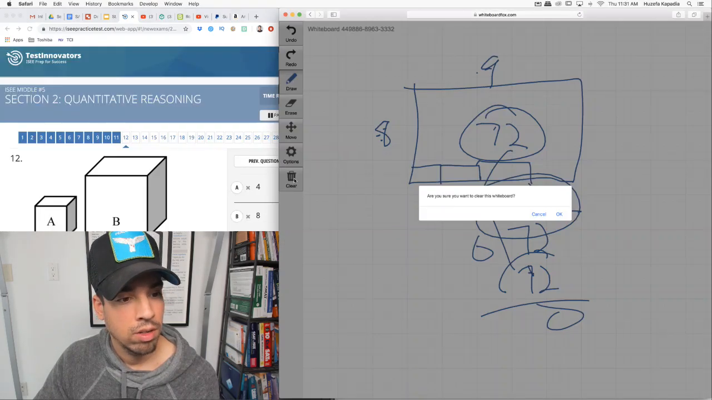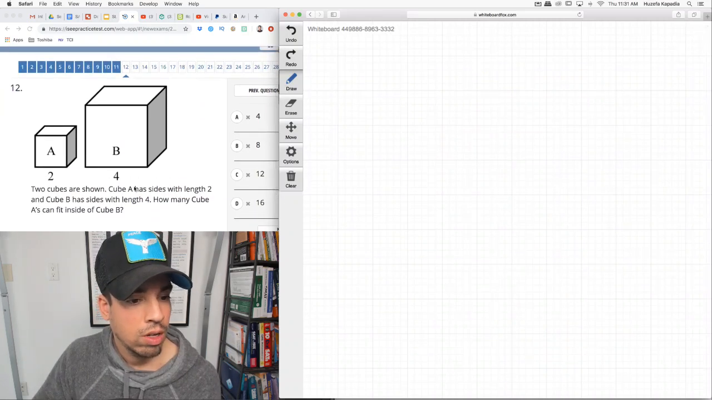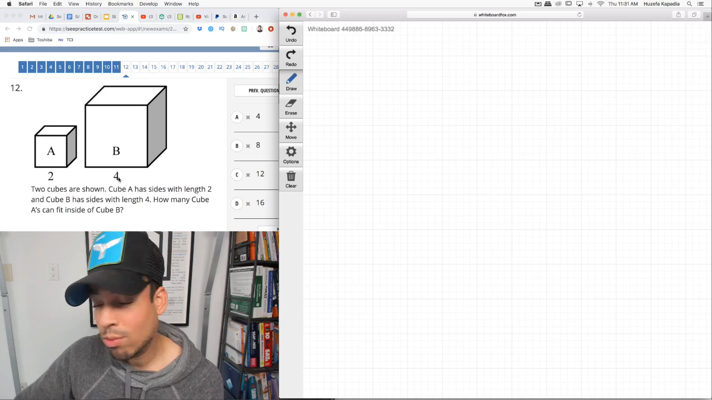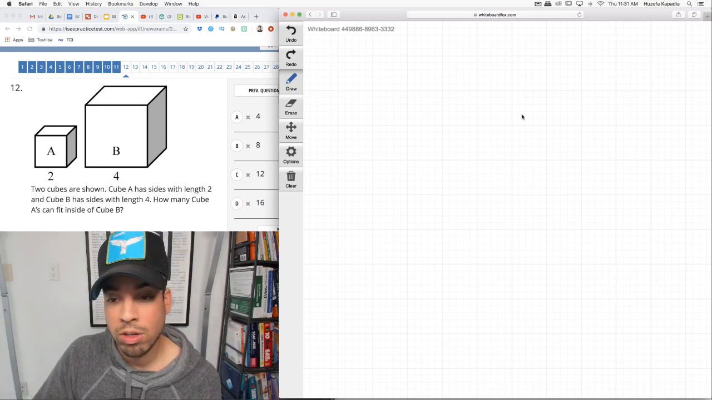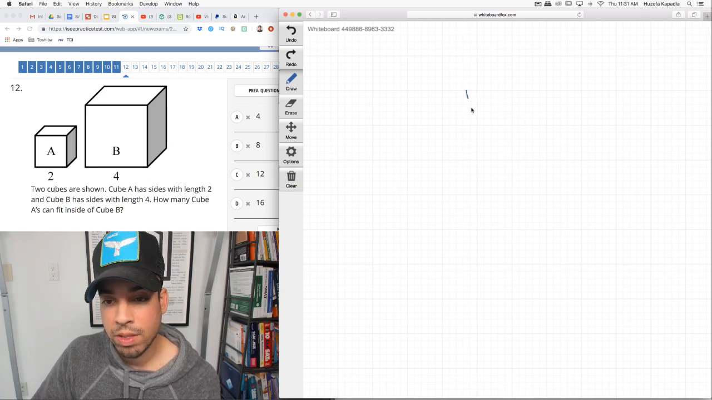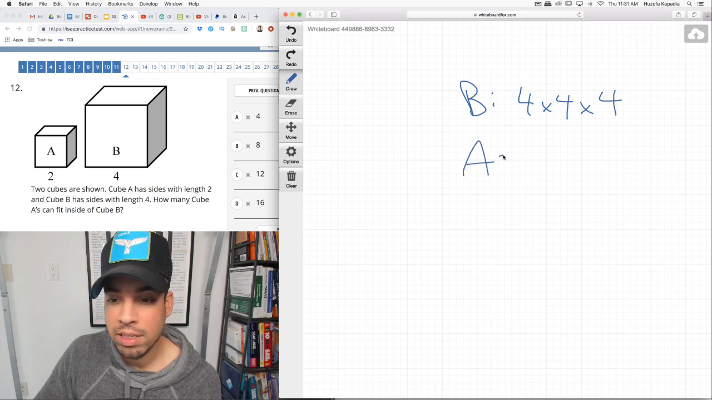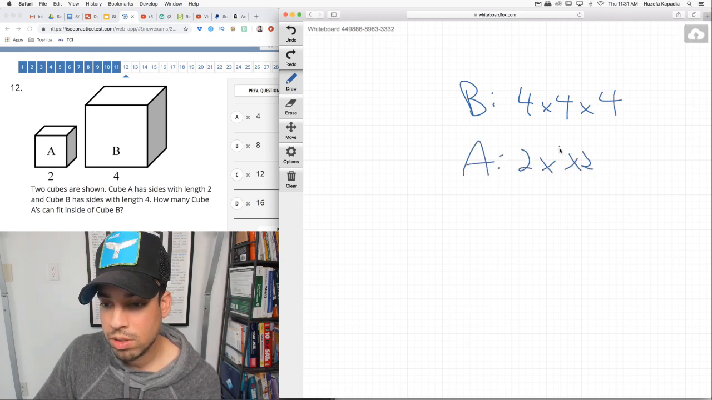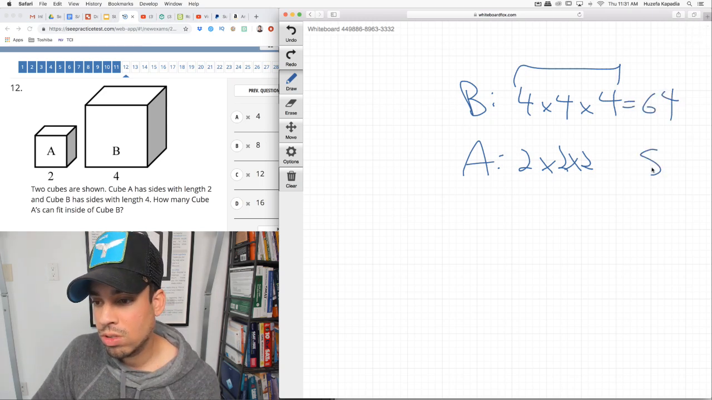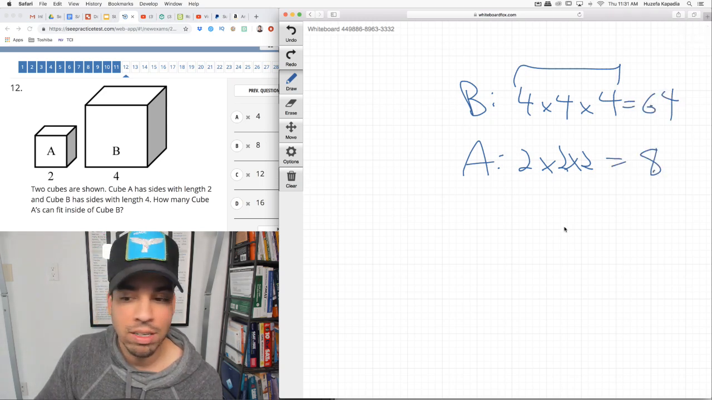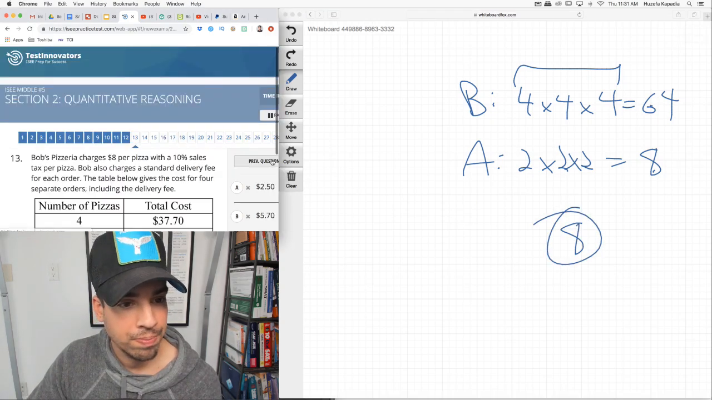Next. All right, volume problem. 2 cubes are shown. Cube A is side length 2, and that has 4. How many cubes can fit inside a cube B? Again, when we're fitting inside, we're thinking volume. We're saying, what's the total volume of this divided by the total volume of that? So the volume of B is length times width times height. The volume of A is the same thing. So 4 times 4 times 4 is 64. 2 times 2 times 2 is 8. And then we do 64 divided by 8, and of course, that is just 8, right? Because 8 times 8 is 64.